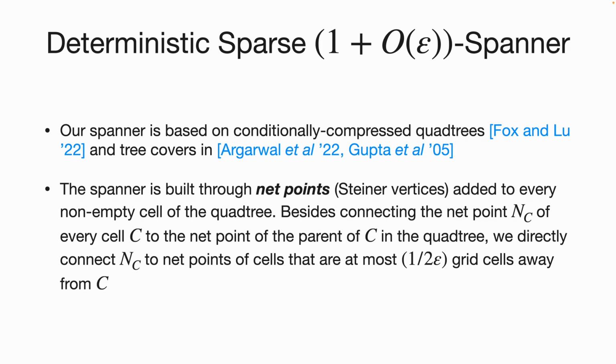Besides the edges we added to connect the net points of every cell to the net point of their parent cell in the quad tree, we also directly connect every net point to all neighboring net points of cells that are at most 1/ε grid cells away from C.